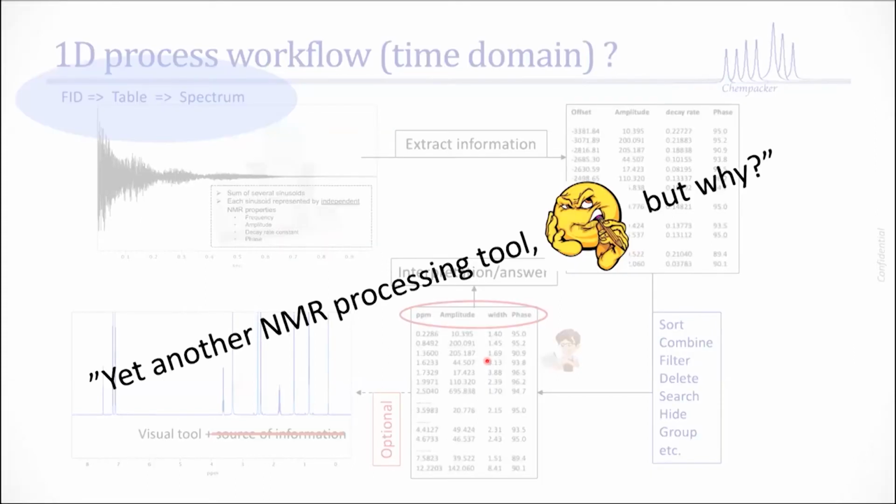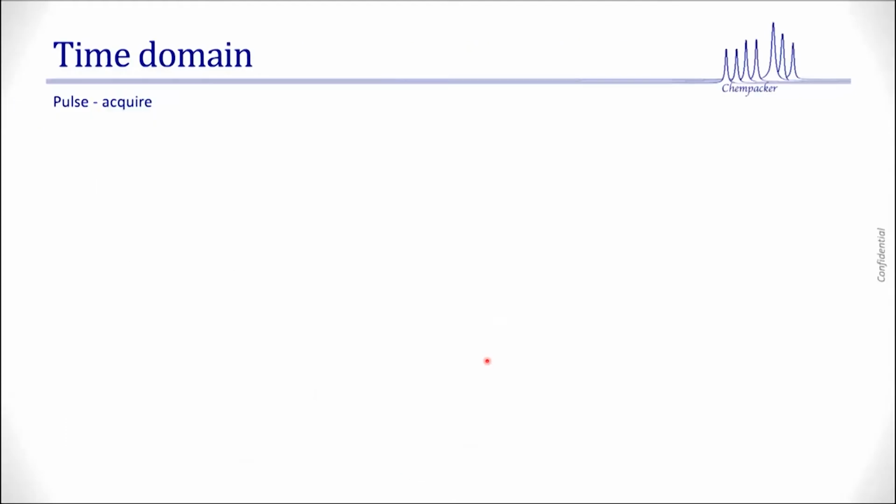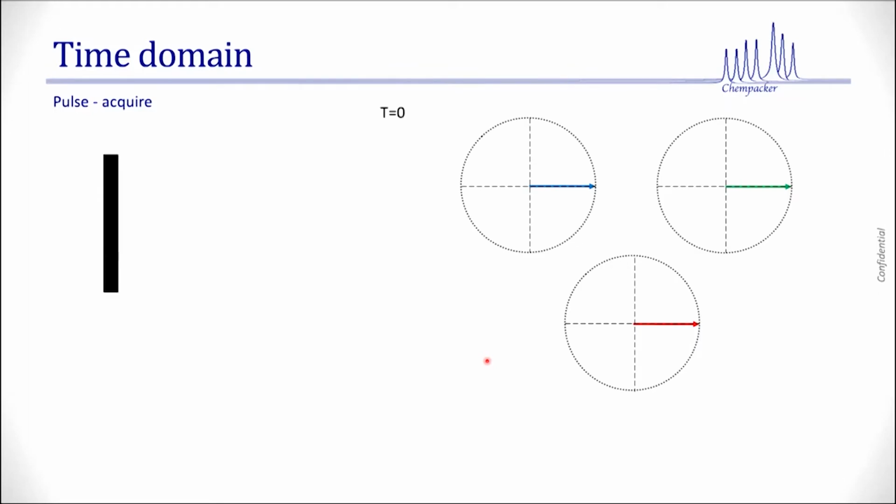So you can always question, okay, fine, you just said time domain and frequency domain have the same information. Yeah, you're going to build yet another processing tool. So there's going to be skepticism right there. So let's just talk a little bit about your pulse acquire experiment. We pulse. So let us say there are 3 magnetizations. They are blue, green, and red. They are pointing somewhere in space in the XY orthogonal Cartesian coordinate or laboratory frame of reference.